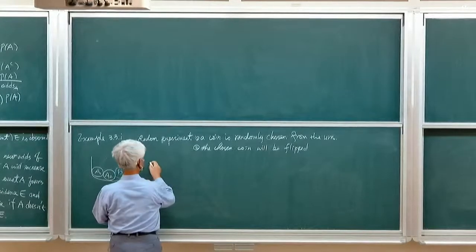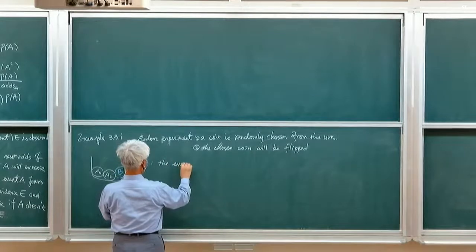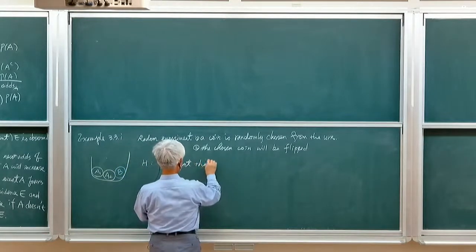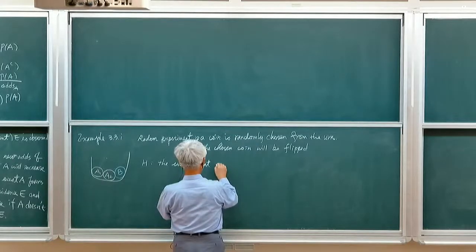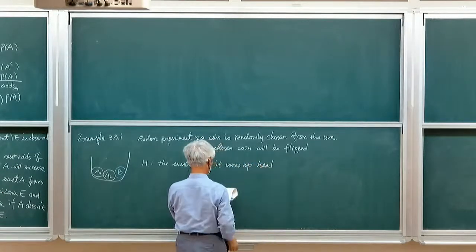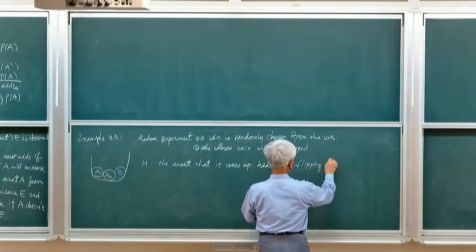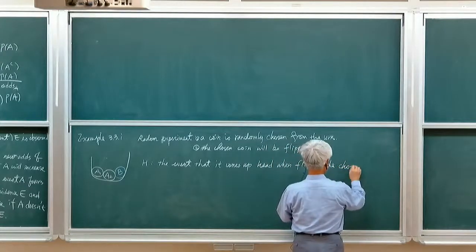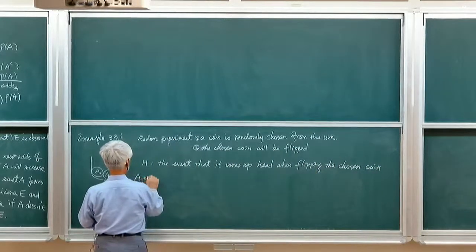Okay, and so we will let H be the event that it comes up heads when flipping the chosen coin, right? And we have prior information, right?